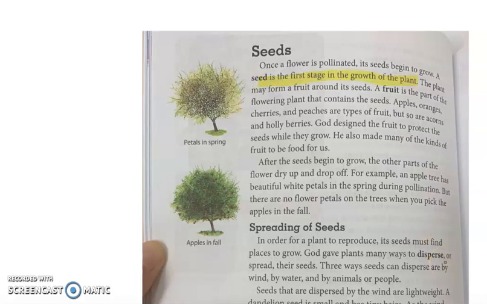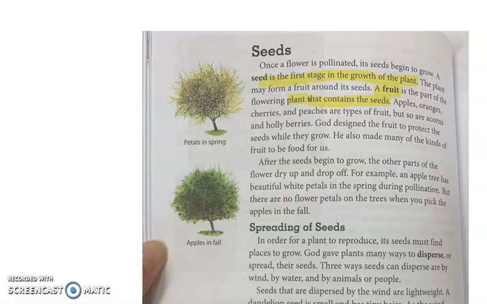The plant may form a fruit around its seed. A fruit is the part of the flowering plant that contains the seed. Apples, oranges. It's like a house for the seed. Apples, oranges, cherries, and peaches are types of fruits, but also acorns and holly berries. God designed the fruit to protect the seeds while they grow. He also made many of the kinds of fruits to be food for us.